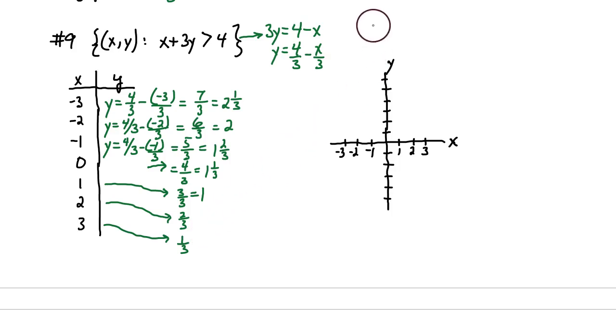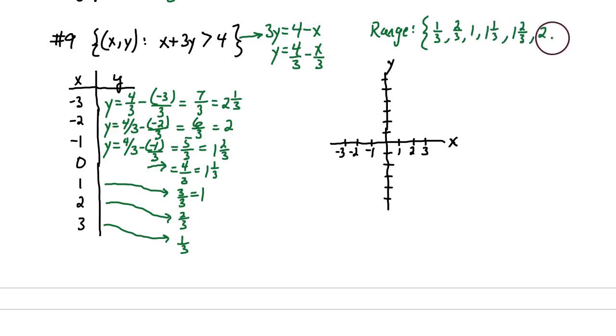Now let's give the range. I'll write that up here. It is a list of numbers, so I'm going to put it in braces. What numbers did we get for our y values? The smallest number we ever got was 1/3, then 2/3, then 1, then 1 1/3, 1 2/3, 2, and then 2 1/3. When x takes on these 7 values, y has these 7 values.